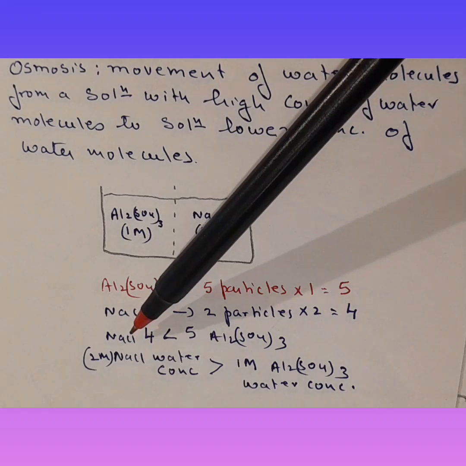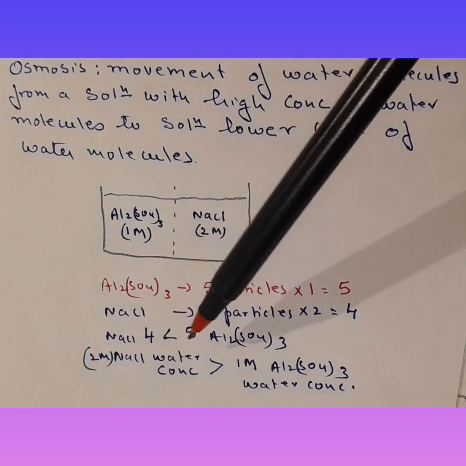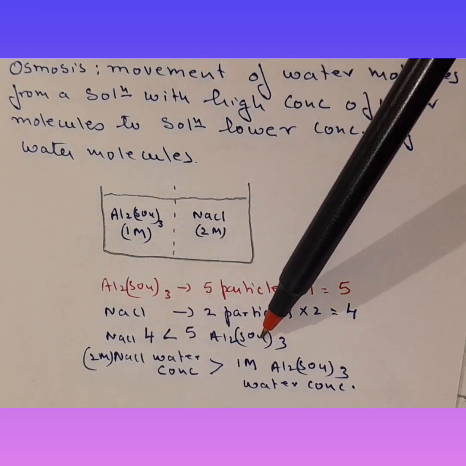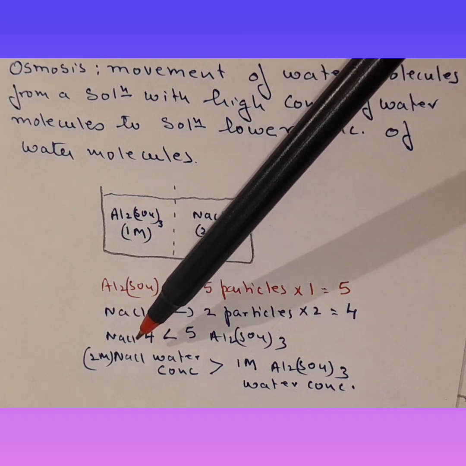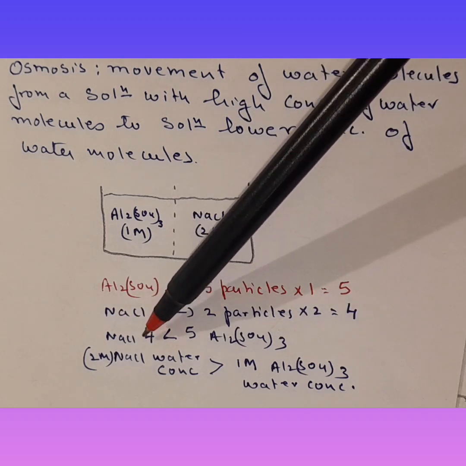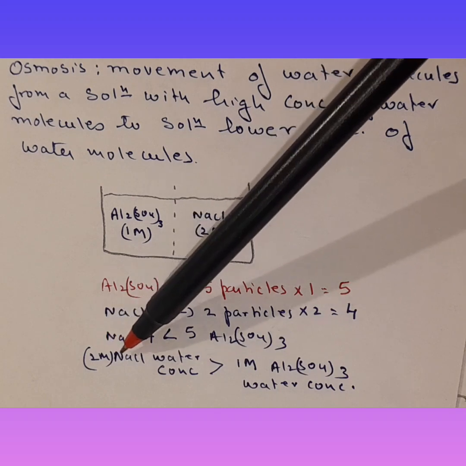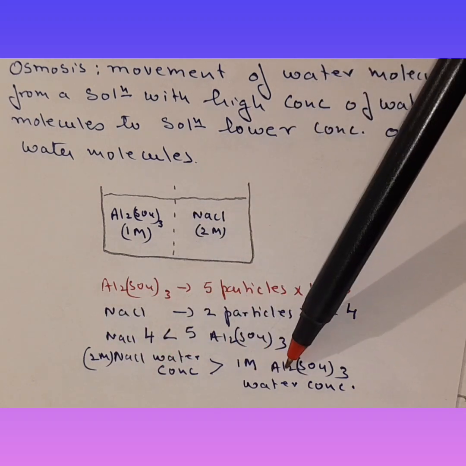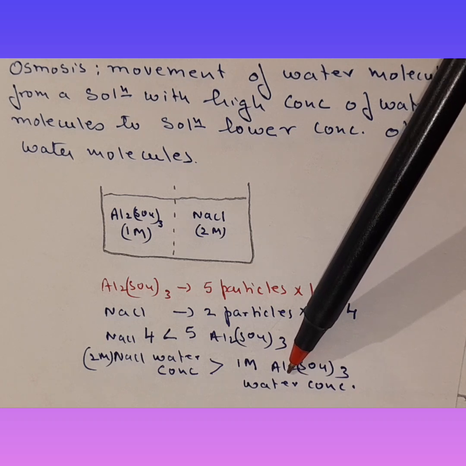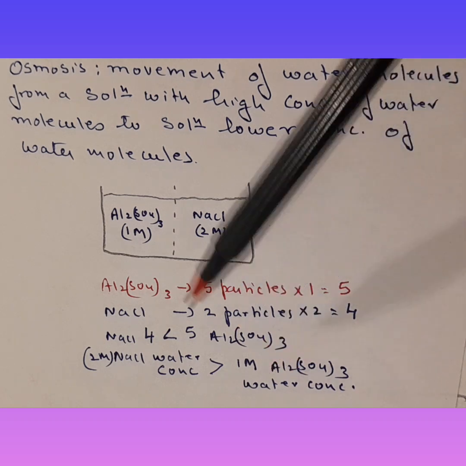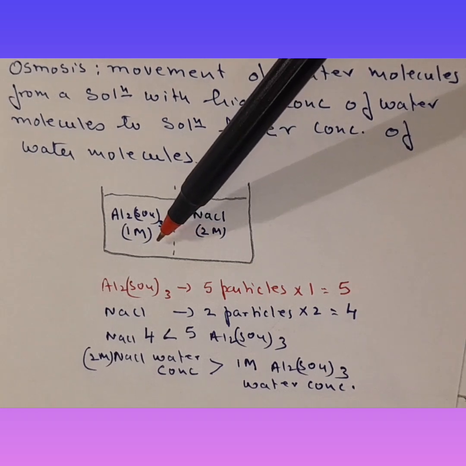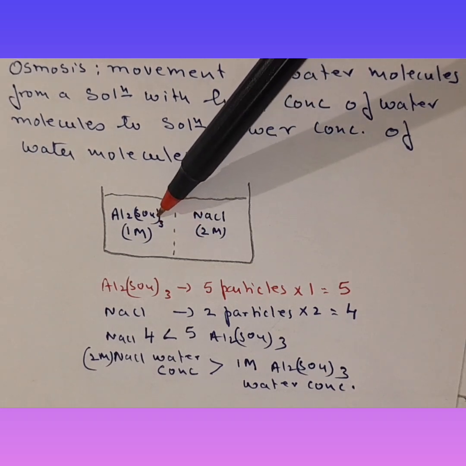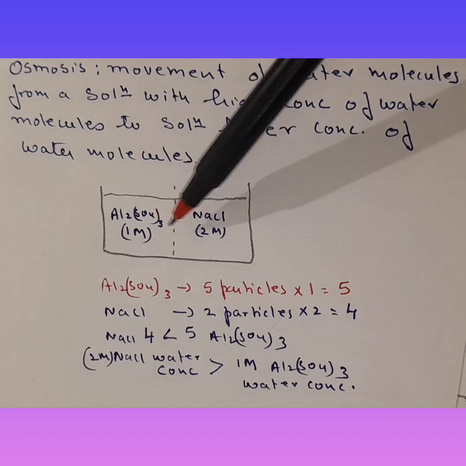Now 4 for sodium chloride is lesser than 5 for aluminum sulfate. So if it is lesser, then obviously water concentration is more over here. So sodium chloride has more water concentration than aluminum sulfate has. So obviously water would flow from here to there. So this is the direction in which water would flow. Alright, so this is what we have read in osmosis.